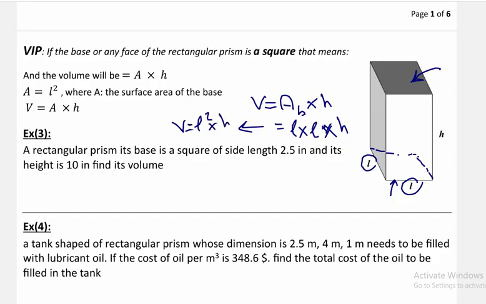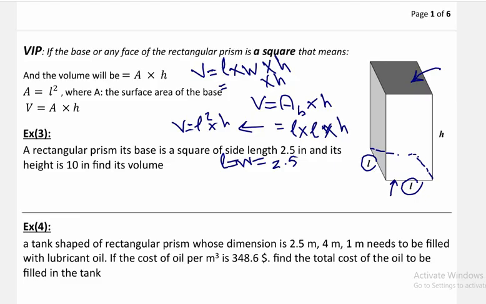If you get confused with L's and H, simply apply the first rule, which is volume equals length times width times height. And you know from the square that L equals W, that means you multiply the same number by itself 2 times and then multiply times H. Okay, let's check an example. A rectangular prism, its base a square, that means L equals W, equal to 2.5, and its height is 10 inches.